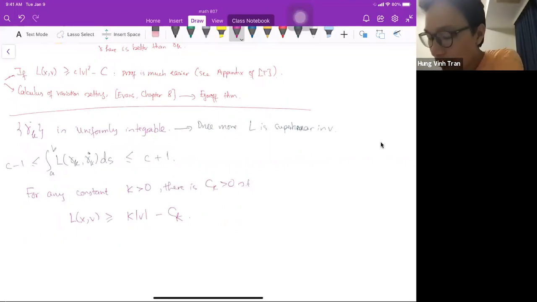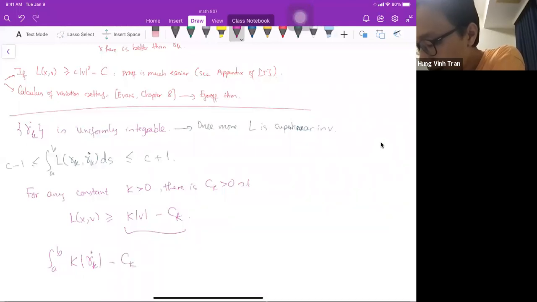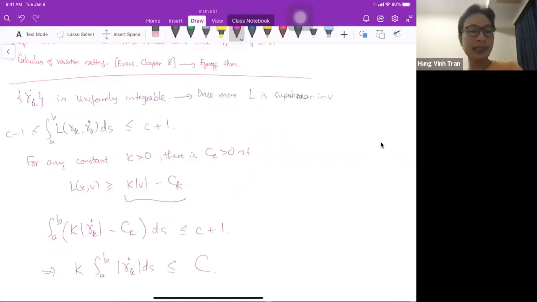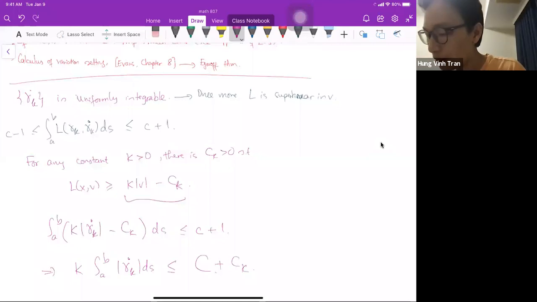Then you use these formulations, right? So you have the integral from a to b of k times gamma k dot minus ck ds is less than or equal to c plus 1 or something, and so that implies that k times the integral from a to b of gamma k dot ds is less than or equal to a big constant c. You switch ck. Okay, let's be careful. C plus ck.